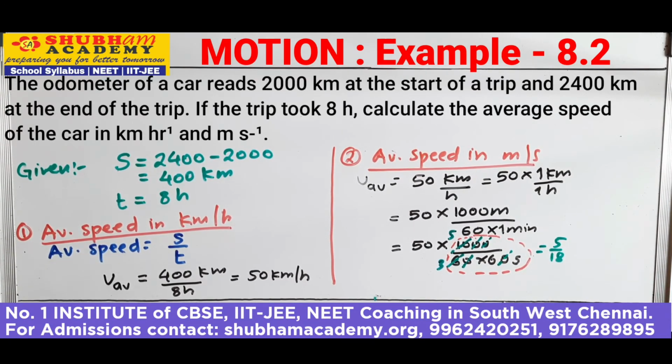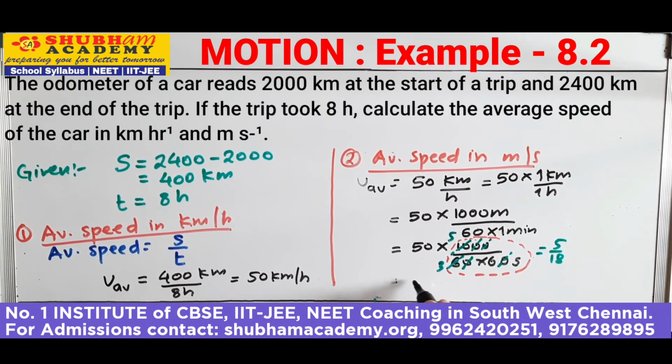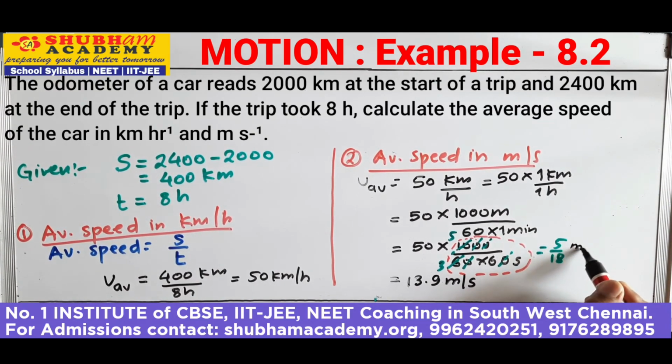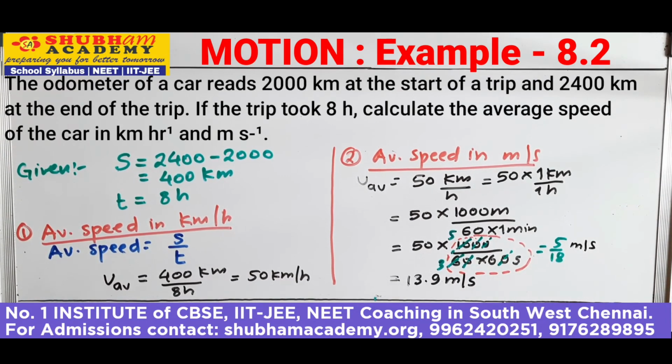That means, whenever you want to convert kilometer per hour into meter per second, this is the multiplying factor. If you multiply kilometer per hour by 5 by 18, you will get the value in meter per second. So, when you simplify this, you get 13.9 and the unit is meter per second. Again I will repeat, if you want to convert kilometer per hour into meter per second, this is the multiplying factor. You multiply that number by 5 by 18 and you will get meter per second.